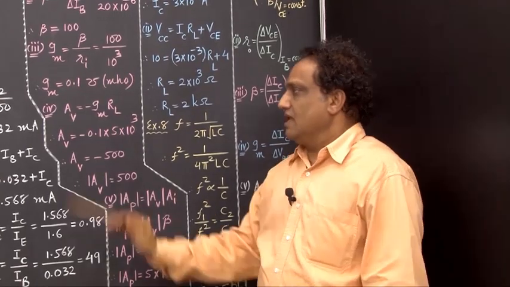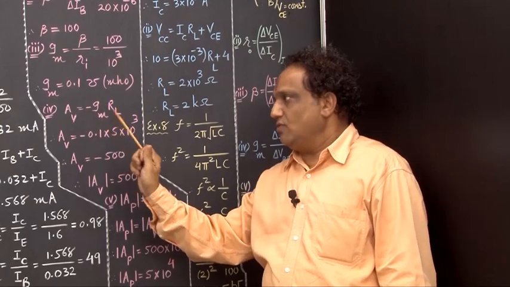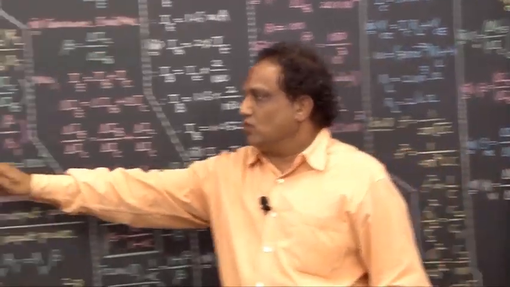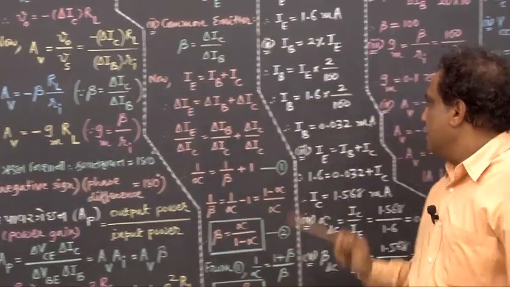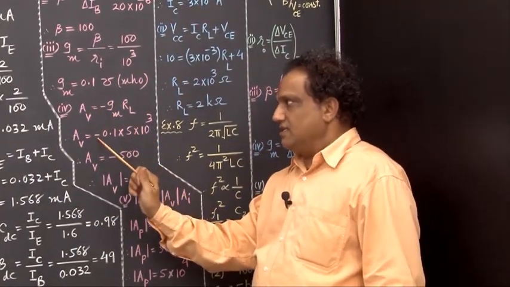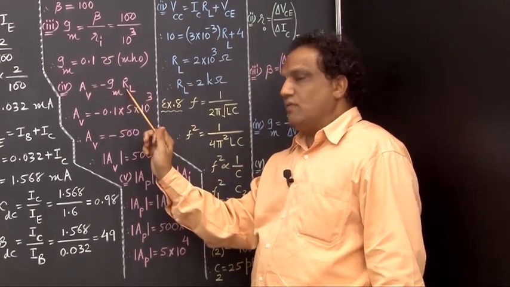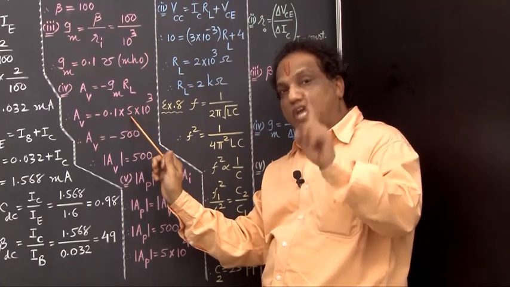Okay, fine. Now what about voltage gain? Voltage gain is given by formula minus Gm into RL. Here it is. AV equals minus Gm into RL. This minus sign as it is. Gm, transconductance, how much it is? 0.1 mho. And what about load resistance? They have given 5 kilo ohm.